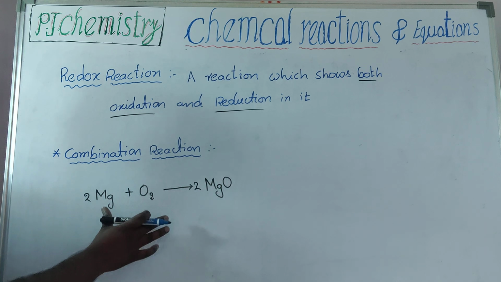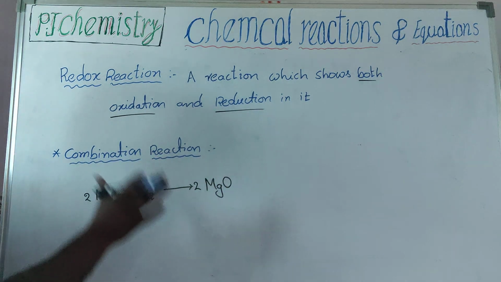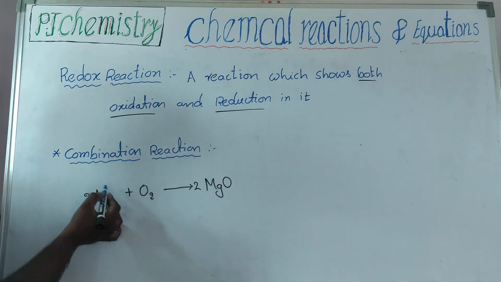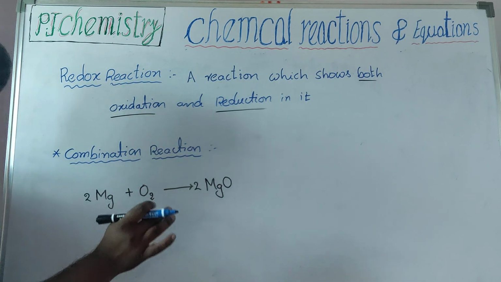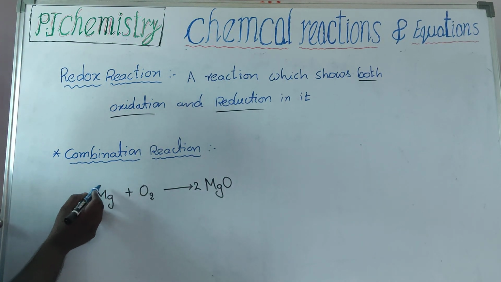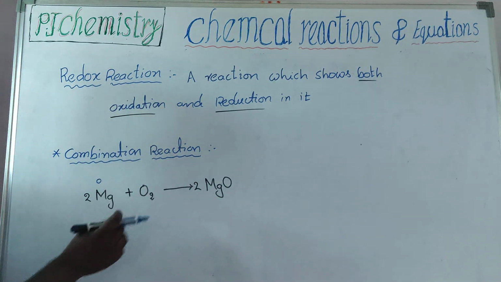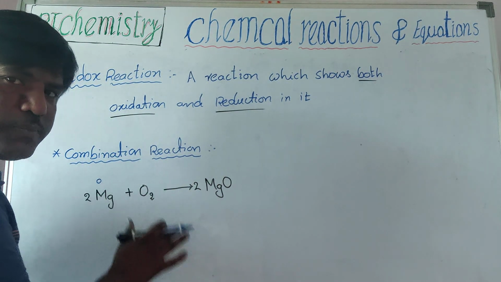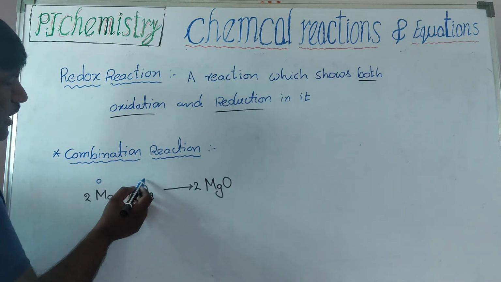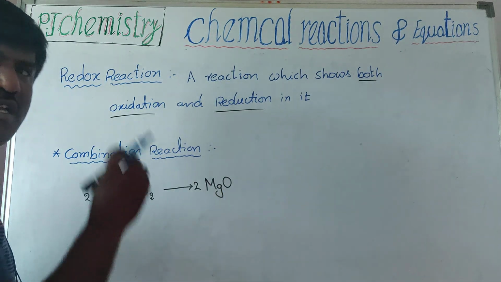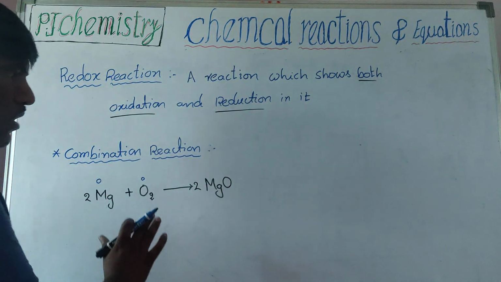Below, is the equation a redox reaction or not? How to prove? In elementary form, magnesium is an element that has still not participated in the reaction, meaning no loss, no gain. At that time its oxidation number is 0. Oxygen also, O2, is still in elementary form, not participated in the reaction. Elementary form means oxidation number is 0.